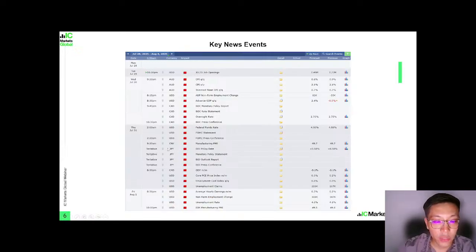However, we have JPY policy rate and monetary policy statement, as well as CAD GDP, USD core PCE price index and unemployment claims. So as you see right here, this ADP non-farm employment change news on Wednesday, you can use this data as a reference for the unemployment claims news on Thursday itself.